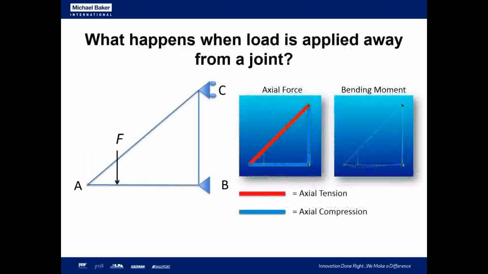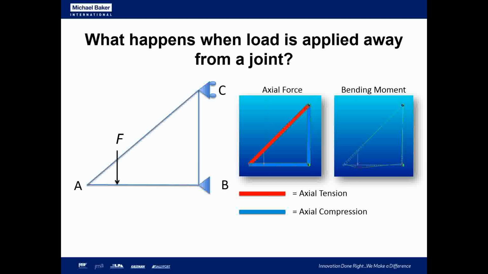Now, but what happens when a load is applied away from the joint? If I apply a load away from the joint, this structure can't be in equilibrium and just carry axial force. I mean, axial forces will still develop, but bending moment will develop also, as you can see in the right-hand figure on your screen there. And so the big thing here is if you start violating this definition, you apply a load away from a joint, then you're not just going to have axial force in your truss members. You're also going to have to develop bending moments for the structure to remain in structural equilibrium.